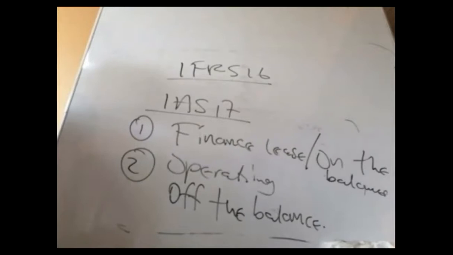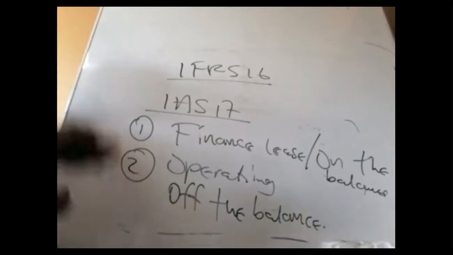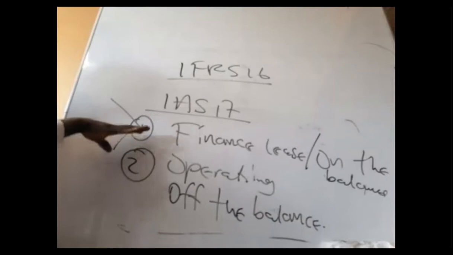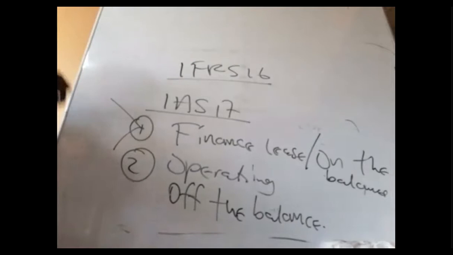Now, in IAS 17, when the transaction takes place, the standard gives some conditions or circumstances that give rise to a finance lease. Here it says that when all risk and reward are transferred to the lessee, that is a finance lease. I think I have to break this one down, even though this does not exist in IFRS 16.